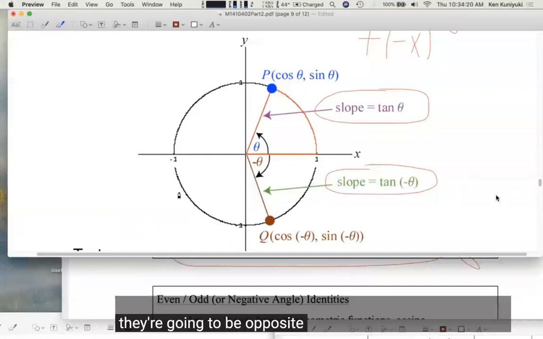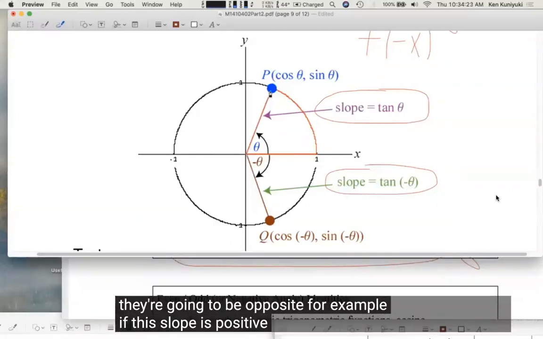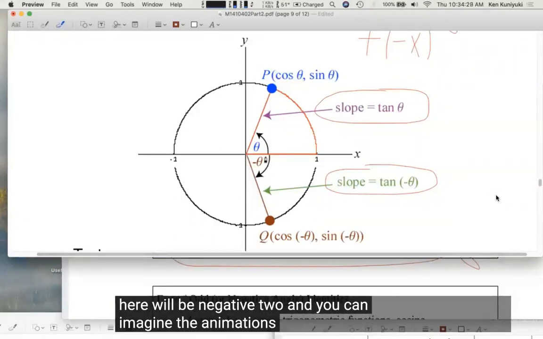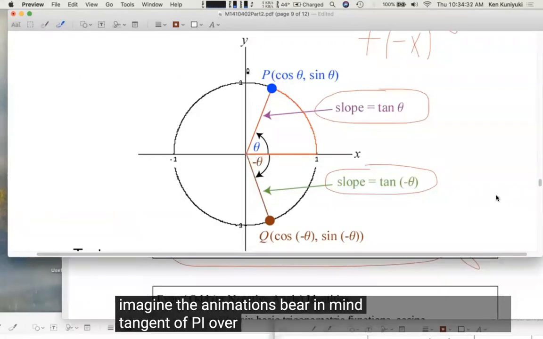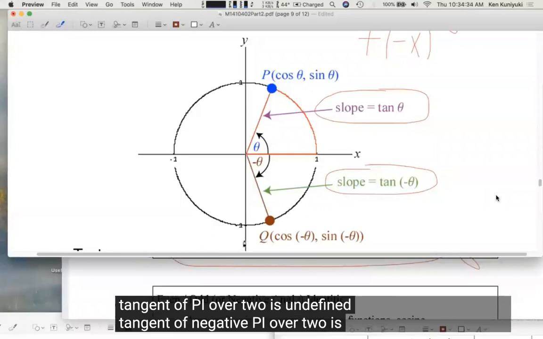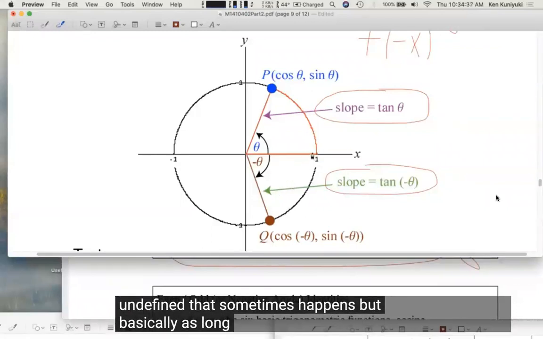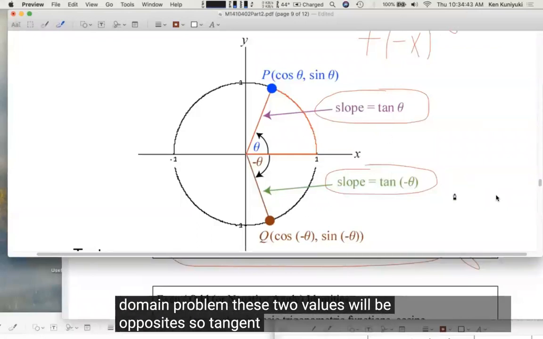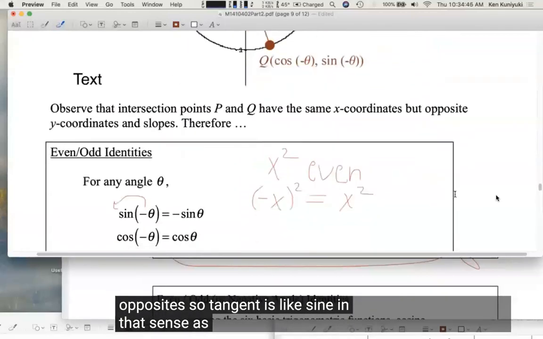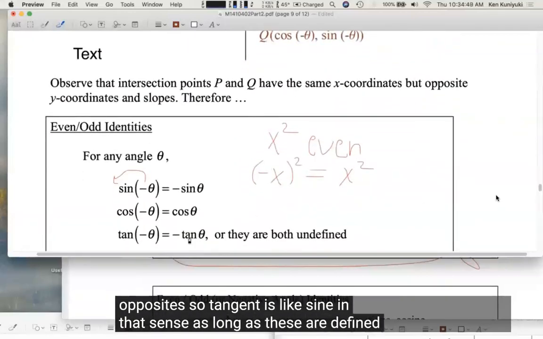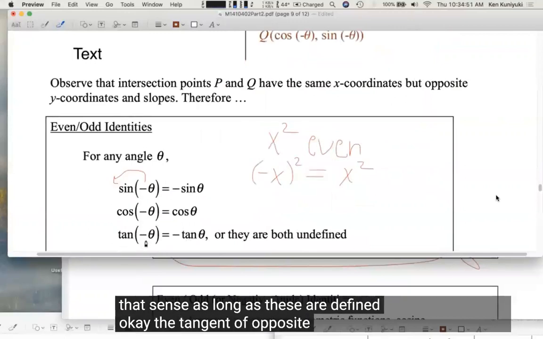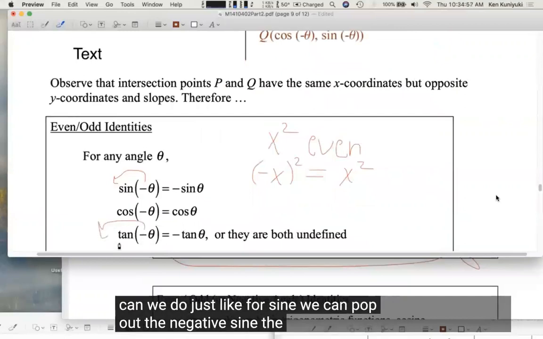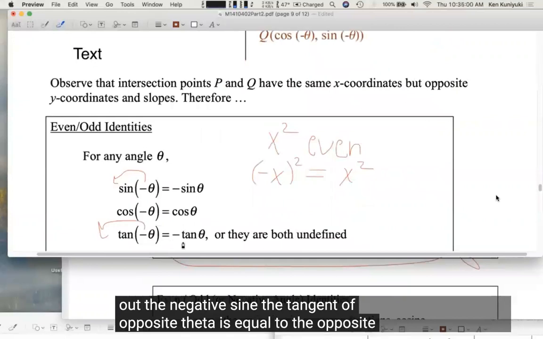They're going to be opposite. For example, if this slope is positive 2, this slope here will be negative 2. And you can imagine the animations. Bear in mind, tangent of pi over 2 is undefined, tangent of negative pi over 2 is undefined. That sometimes happens. But basically, as long as we don't have a domain problem, these two values will be opposites. So tangent is like sine in that sense. As long as these are defined, the tangent of opposite theta, just like for sine, we can pop out the negative sign. The tangent of opposite theta is equal to the opposite of tangent of theta.